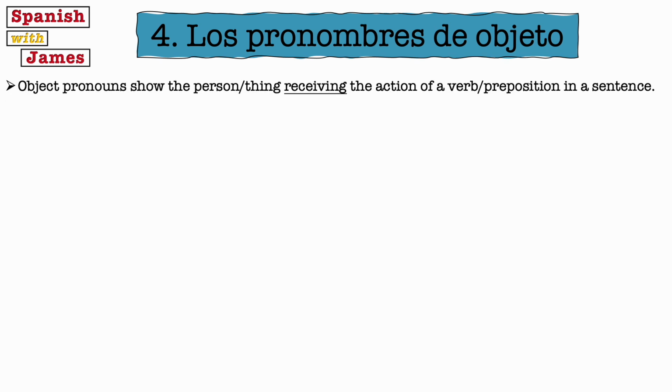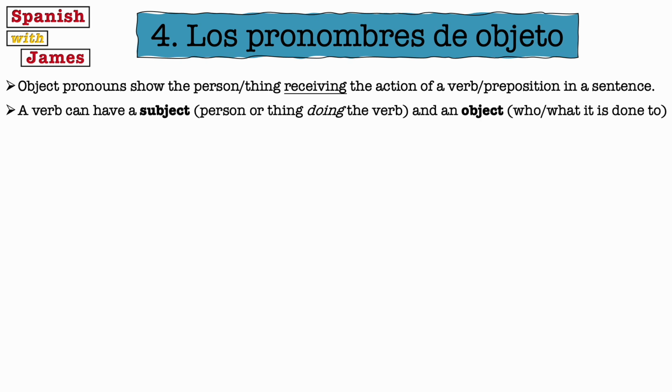Object pronouns show the person or the thing receiving the action of a verb or a preposition in a sentence. Okay, let's say that again. Object pronouns show the person or a thing receiving the action. What that means is if the action is speaking, if you're speaking to someone, that someone is the object of the speaking. If you hit someone, the action is hitting, and the person being hit is the object. So a verb can have a subject and an object.